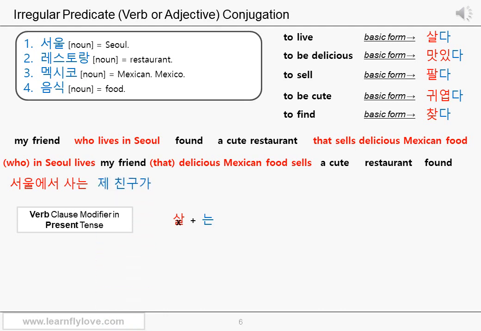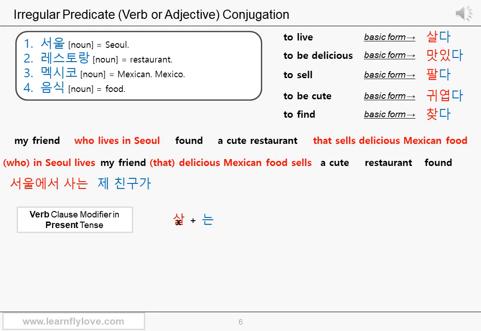My friend. 제 친구가. Yes, you can use the auxiliary particle 는. But it would sound like there is another friend who lives in another city, found something else, and my friend who lives in Seoul found a restaurant. It will sound like you are comparing. So let's just use the subject particle 가. That's fine. We are emphasizing the subject, specifying it with the who lives in Seoul part anyway. 서울에서 사는 제 친구가, my friend who lives in Seoul, that sells delicious Mexican food.